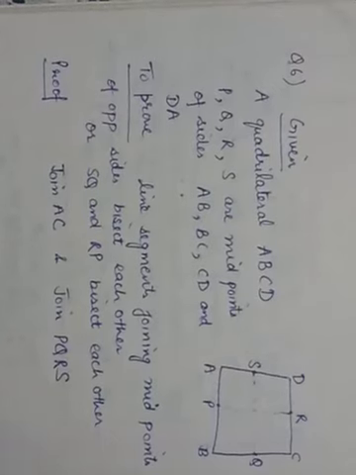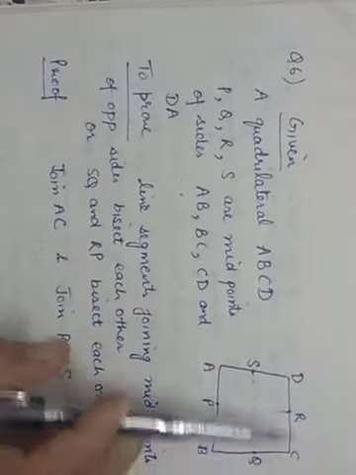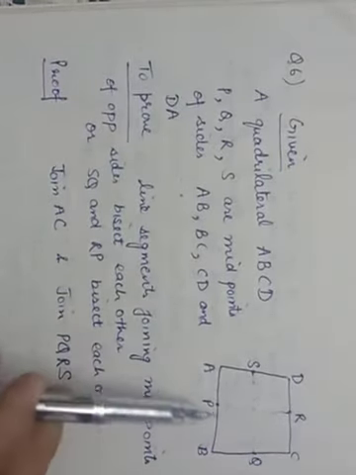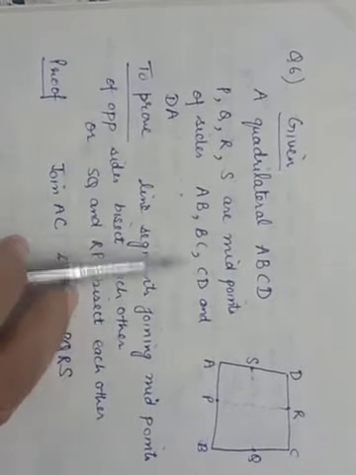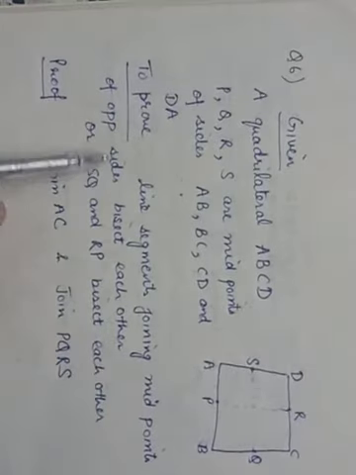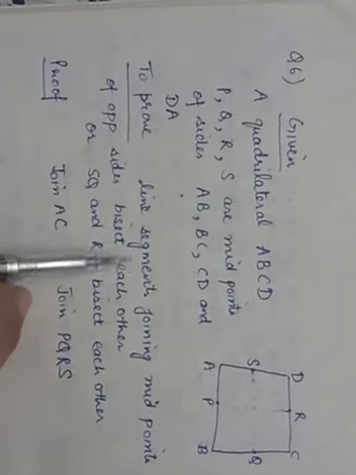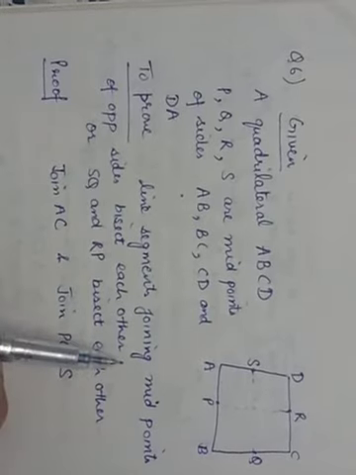Okay students, let us do question 6 of exercise 8.2. In this question, a quadrilateral ABCD is given to us and P, Q, R and S are the midpoints of the sides AB, BC, CD and DA. It is given to us. Now we have to prove that the line segments joining the midpoints of opposite sides bisect each other.